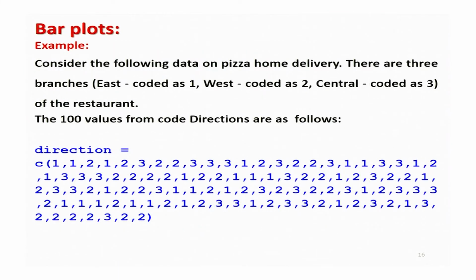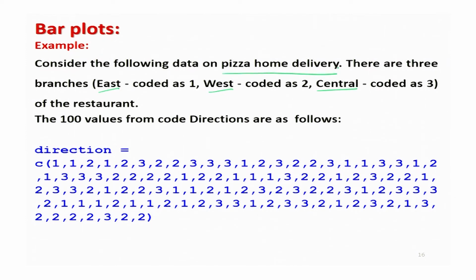Now I take one more example, and through this example I will show you a couple of details related to the options, and how you can control the graphics the way you want. I consider the same data which I considered in the last lecture: a restaurant that has 3 branches in the city, in the east, in the west and in the central part of the city, and this restaurant delivers pizza at home.